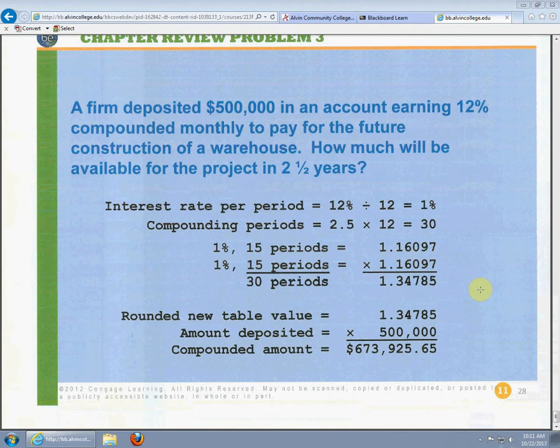So you'd look at 15 periods at 1%, and you got 1.16097. You multiply that by itself again, and that gave you 1.34785. That's what you would use as your factor. Times 500,000, you'd have $673,925.65.